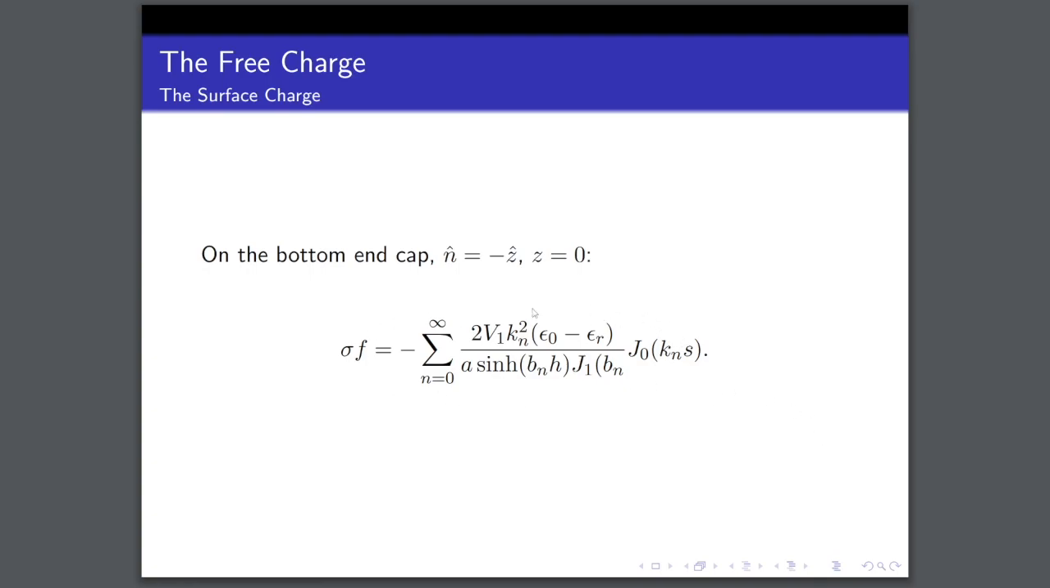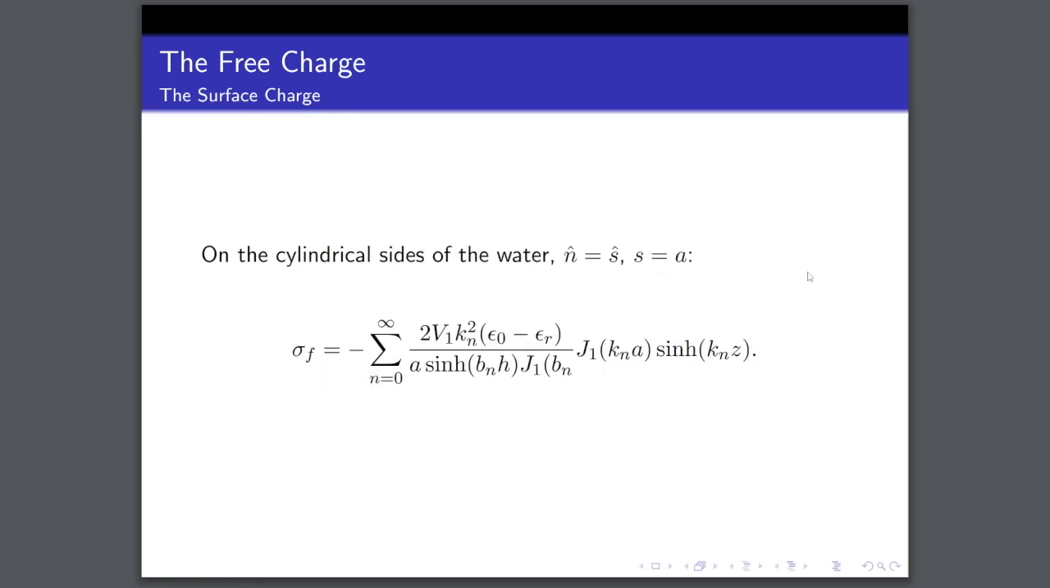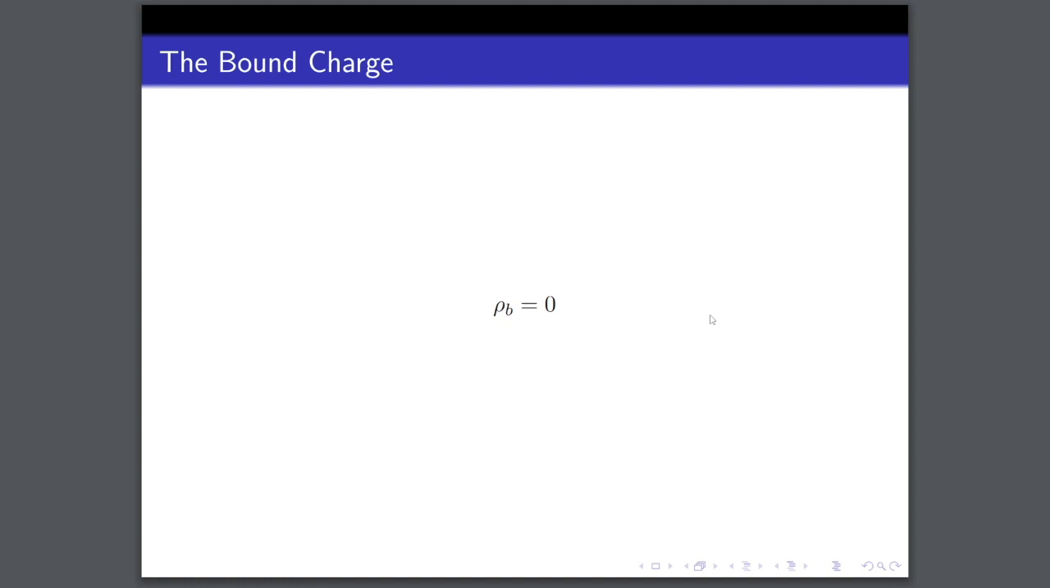You'll find that the free charge distribution is this here. And on top of the water, at z equals h over 2, the n hat is now pointing in the positive z direction, so we'll find that the free charge is what you see here. And then on the sides of the water, our n hat is now pointing out of the cylinder in the s hat direction, so in the direction of the radius. Our free charge distribution looks like this.